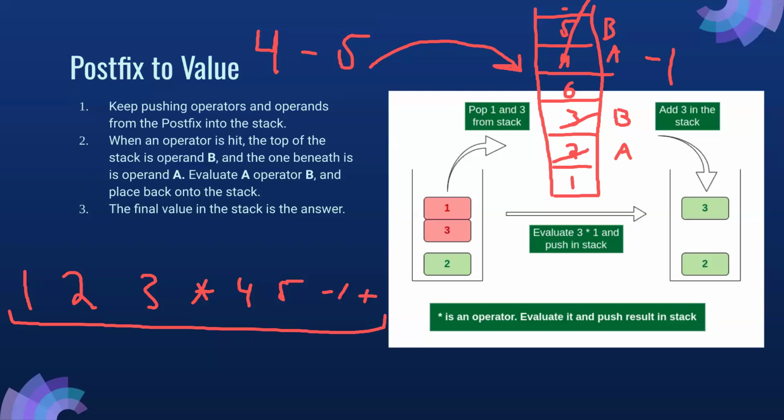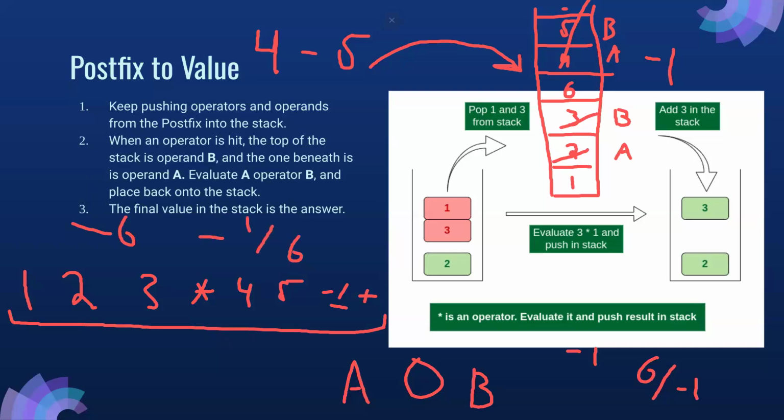And so basically you always do A, I'll just do a circle for operator, and then B. So in the event we get to this division operator, -1 is B, 6 is A. So it's actually going to be 6 over -1. That's the difference between having a -6 put back on the stack or -1 over 6. You need to remember that the top of the stack is B. It is A operator B. You need to remember that.